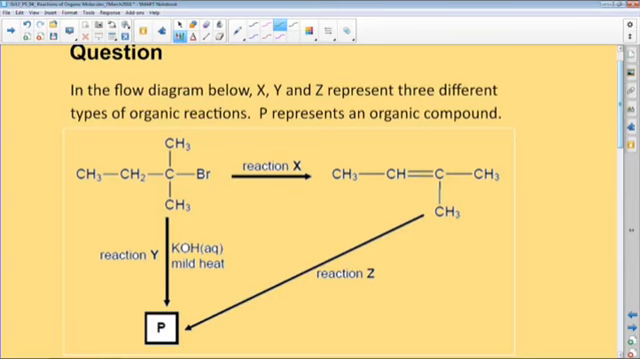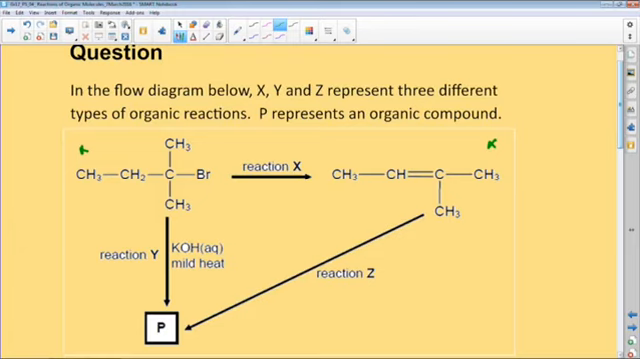It says, in the flow diagram below, X, Y, and Z represent three different types of organic compound reactions. P represents an organic compound, not an inorganic. That's important. So we have on the left-hand side over here a haloalkane. Over here, we have an alkene. And then they give us some clues in that we start on the left-hand side with a haloalkane, which becomes an alkane, which becomes an alkene.